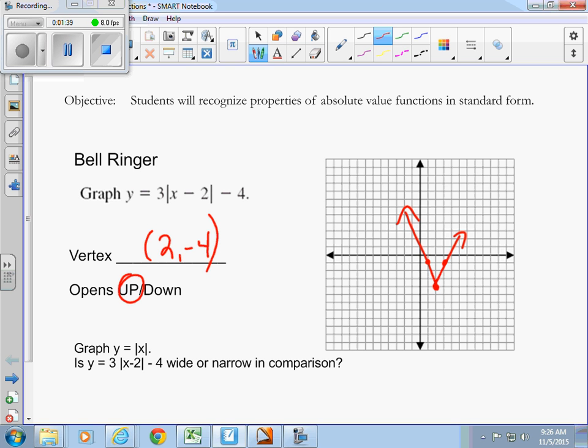Really quick, just for fun, go type in a half times the absolute value of x. See what that is. So 1/2 absolute value of x. It makes it wider. So multiplying by a fraction or a number less than 1 makes it wider. Multiplying by a whole number makes it skinnier. So those are some things we're going to be looking at today.